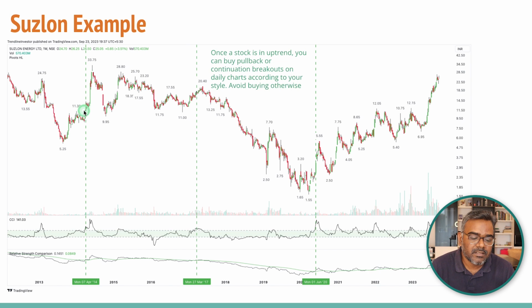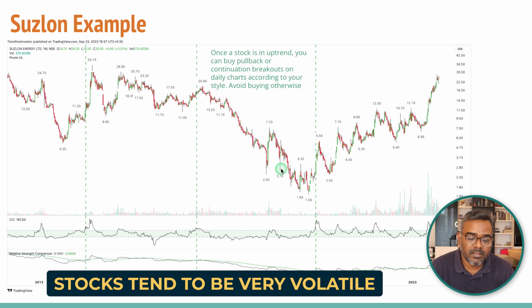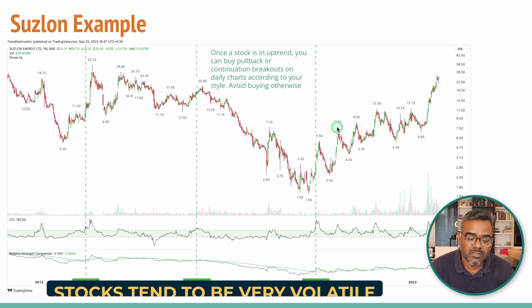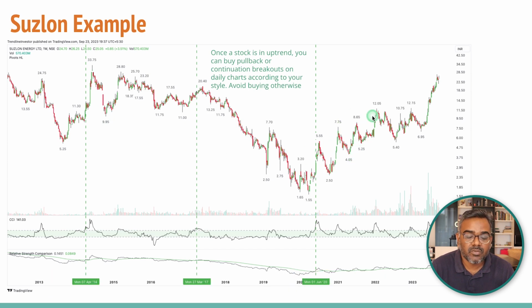Once you enter here, the stock is in an uptrend and keeps going higher, and then it drops all the way and goes higher. A very important point to understand in companies which are doing badly is the volatility. These stocks tend to go down a lot. Even in an uptrend, you see the stock goes all the way down, and down again.